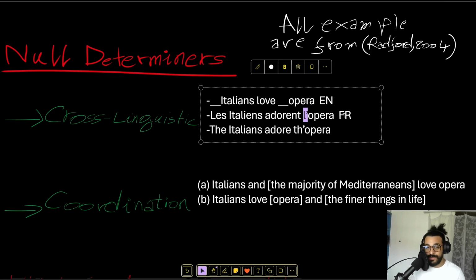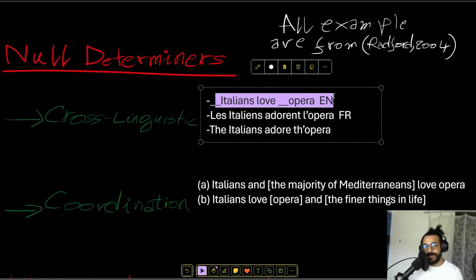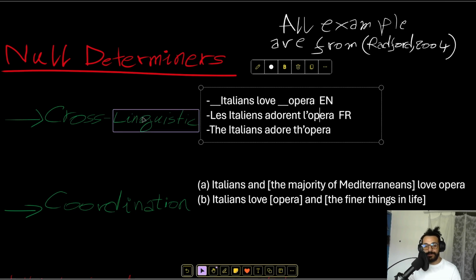This is just how the language works. It doesn't allow for null determiners. A rough translation of this French sentence over here, if you want to make the determiners visible, then we will say the Italians adore the opera, which of course is not the proper way of saying the sentence. The first one is the proper way, and the first one has two locations where the determiner is null. Now, this is the first piece of evidence, cross-linguistic.